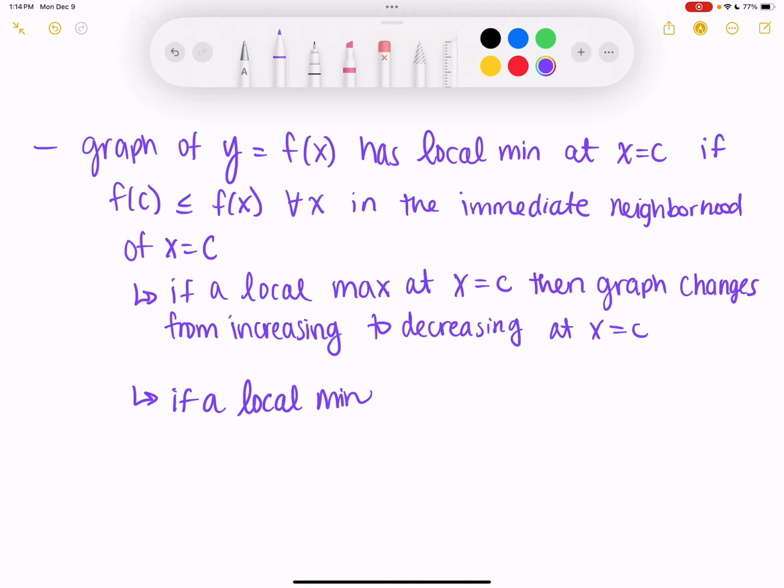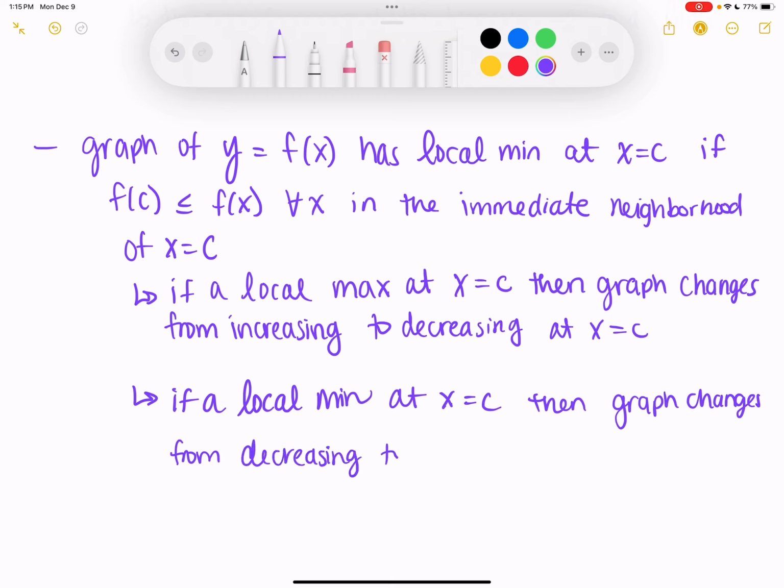Well, negative would be a really tiny number. Yeah, no. All right, if a local min at x equals c, then the graph changes from decreasing to increasing at x equals c.